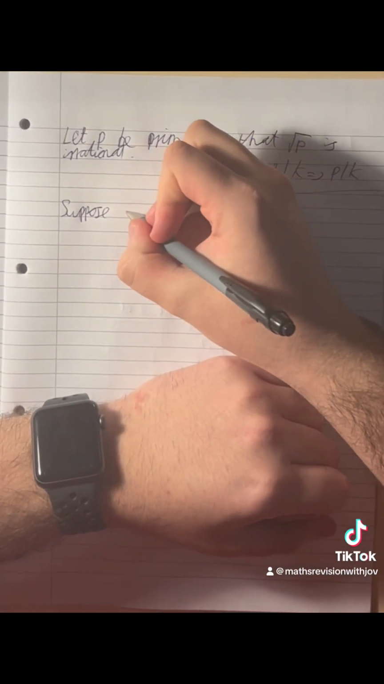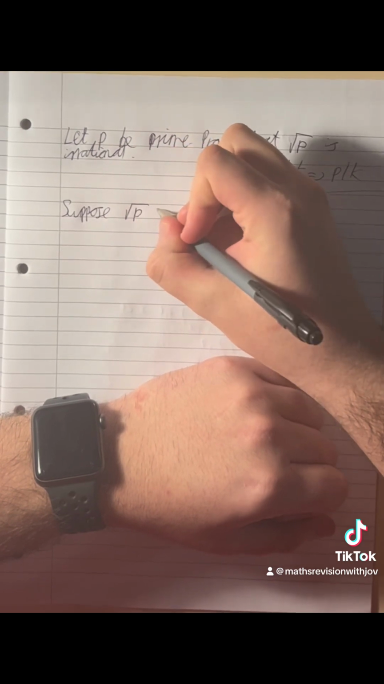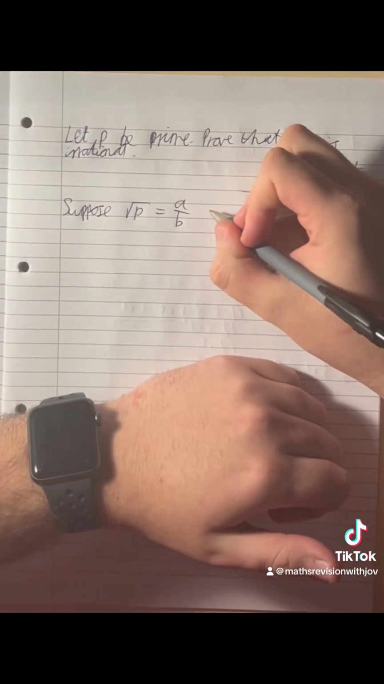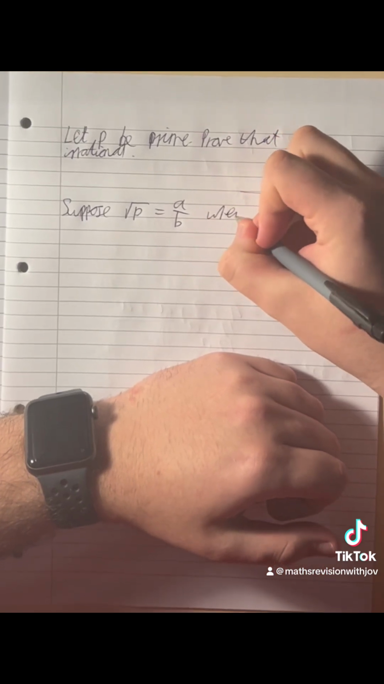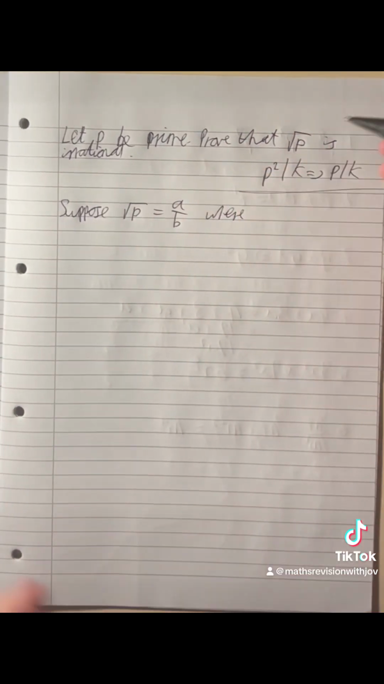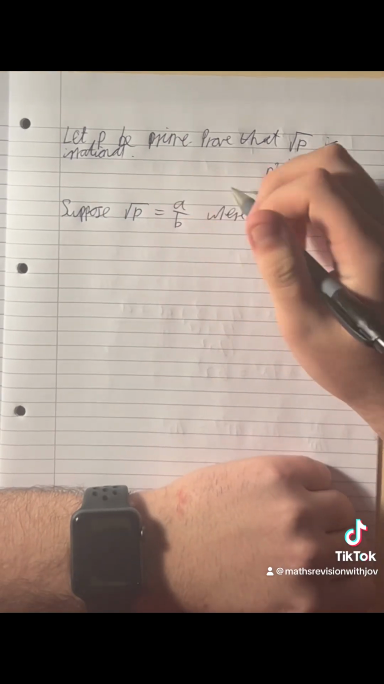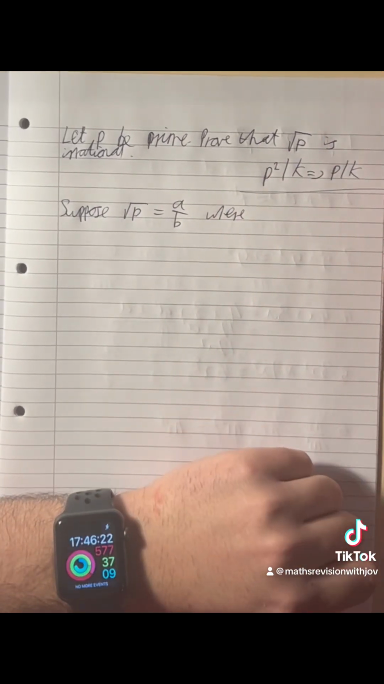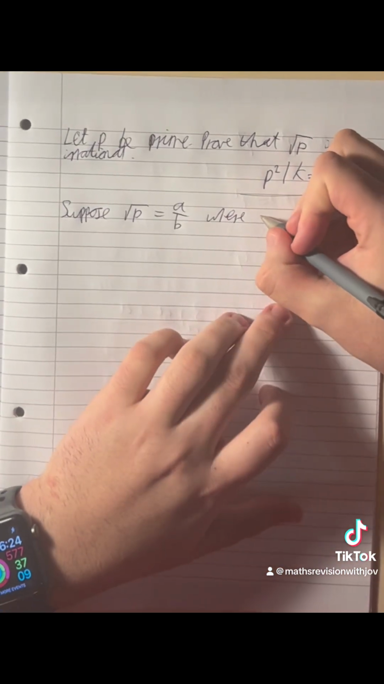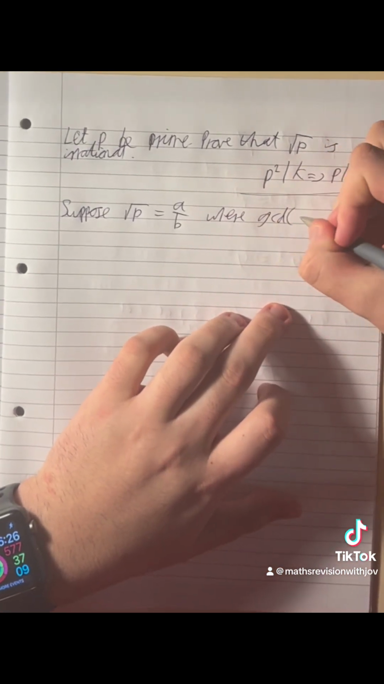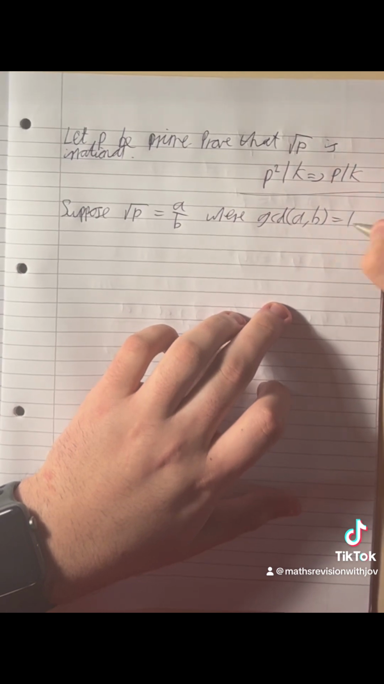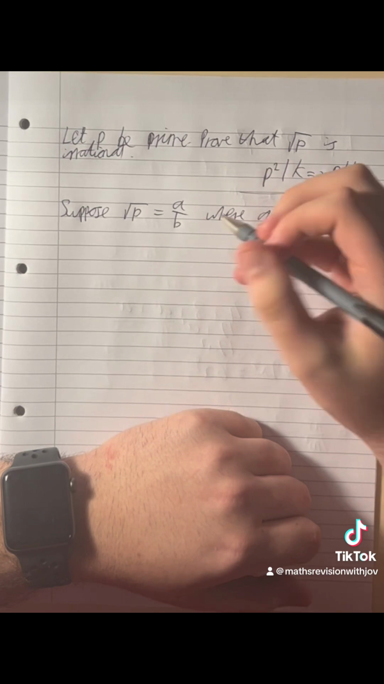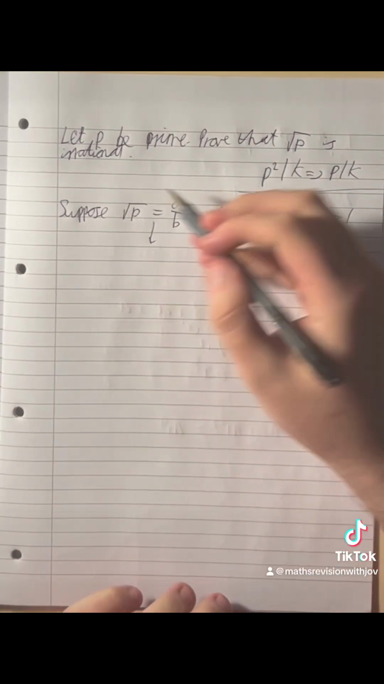So suppose that the square root of p is equal to some rational a over b, where a divided by b is in its simplest form. So we cannot divide a and b by the same number and get another integer in both cases, and that's the same as saying that the greatest common divisor of a and b is 1, the highest common factor, if you will. So we can go ahead and manipulate this equation around.